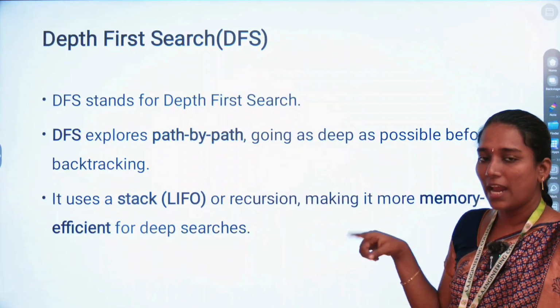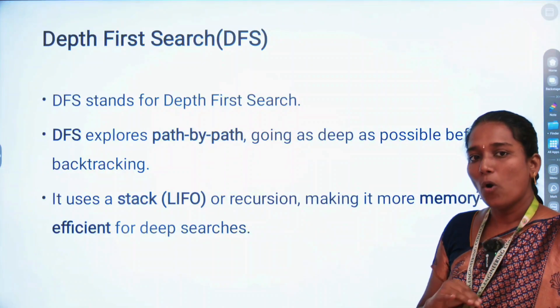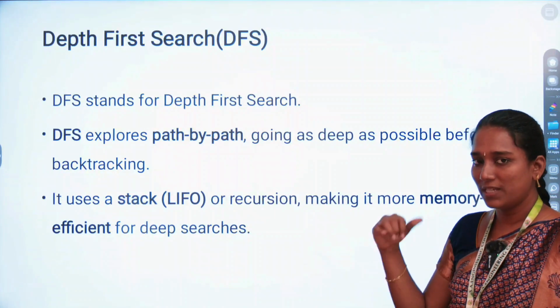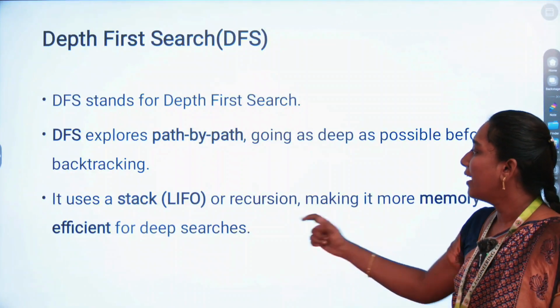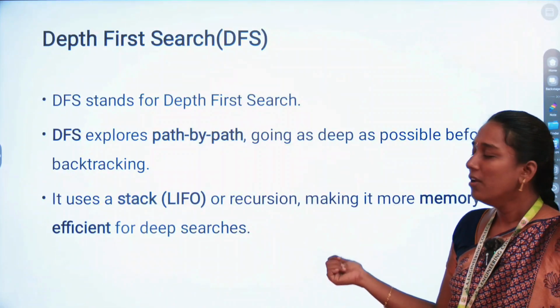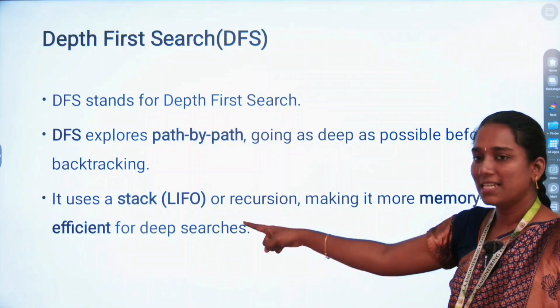So it searches for any adjacent node. If all the nodes have been visited, then it does the backtracking process. When you see the example, you will understand. Then it uses a stack. In BFS we use a queue, whereas a stack is last in first out.